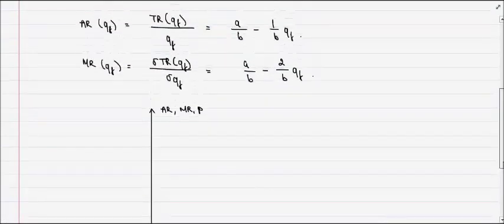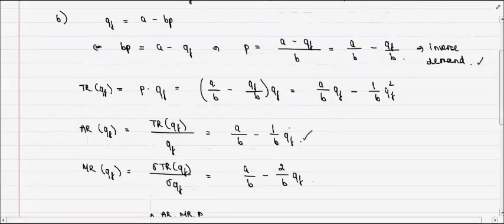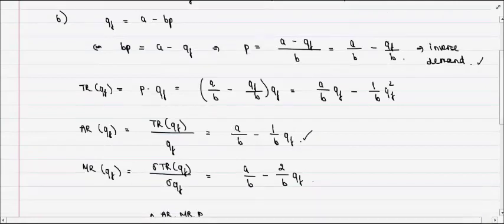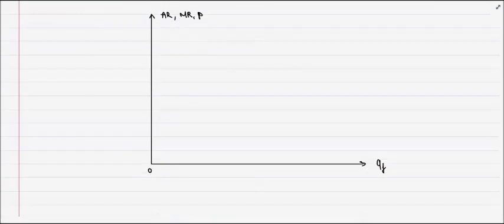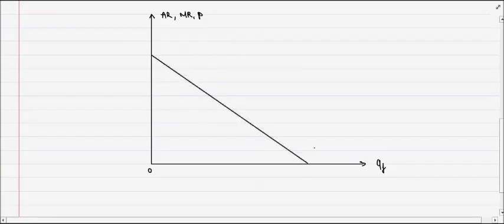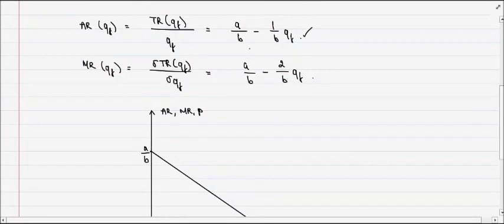Average revenue, as you can see, is exactly the same as the inverse demand function, and it's just a linear function of QF with a vertical intercept of A on B and a slope of negative 1 on B. I know it's downward sloping because the slope is negative 1 on B, so I just have to draw a rough one, just like this. This is my average revenue with the vertical intercept of A on B, and that is just the inverse demand function P as well. The second one is marginal revenue. Again it is just a straight line, downward sloping with a slope of negative 2 on B and a vertical intercept of A on B.